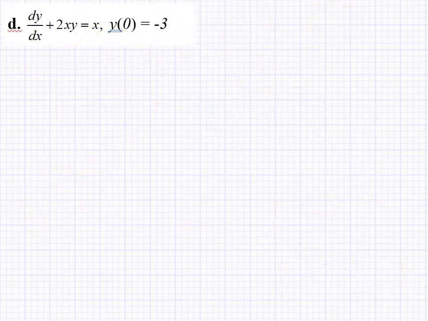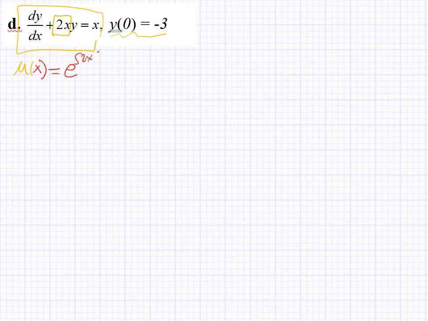Here's another one. This one also has an initial value problem attached to it. We ignore that for now. We'll do the solution to the equation first. This one is not equal to 0. It is in standard form. P of x is 2x, so my mu is e to the integral of 2x dx, which gives me e to the x squared.